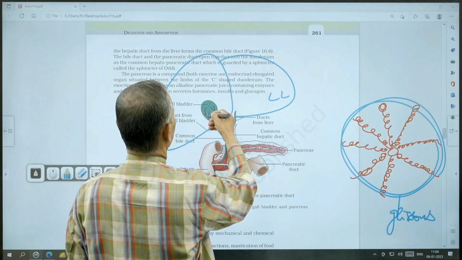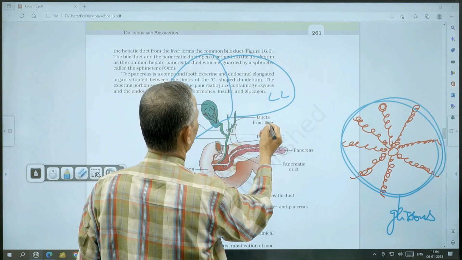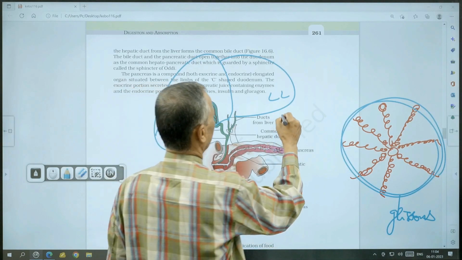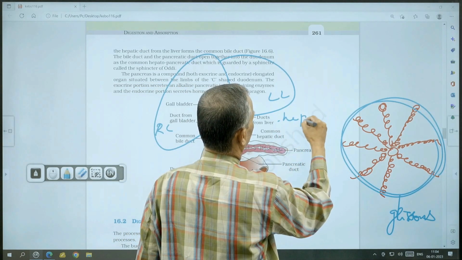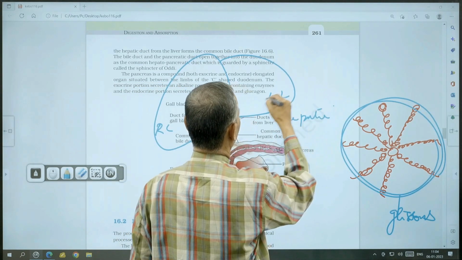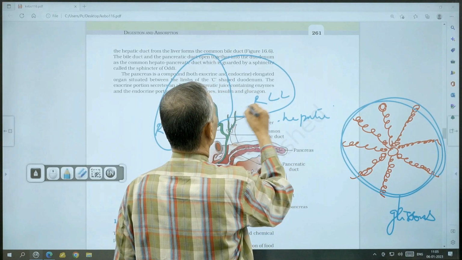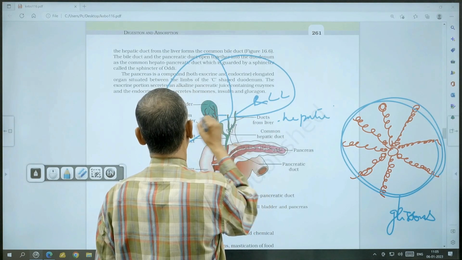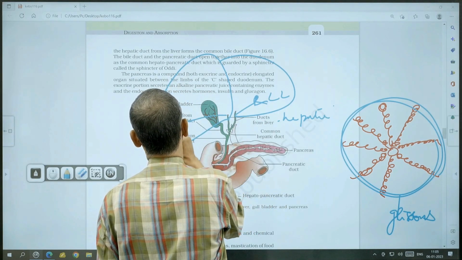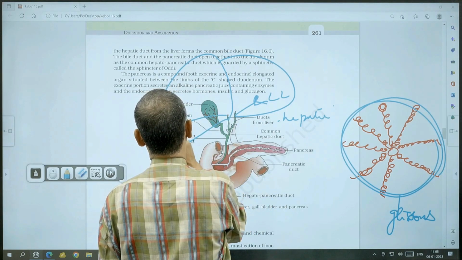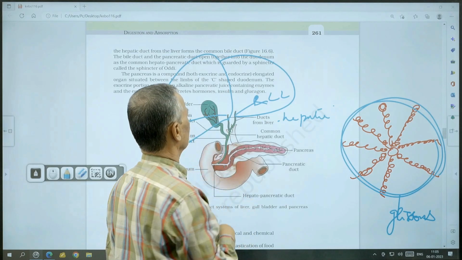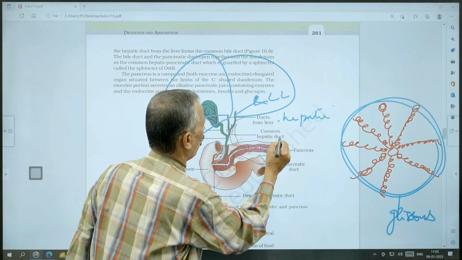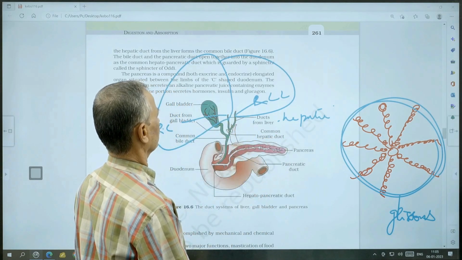Arising from the right and the left, you are having a hepatic duct. Ducts from the liver are called hepatic ducts: the right hepatic duct and the left hepatic duct. These two hepatic ducts are joining to form a common hepatic duct.